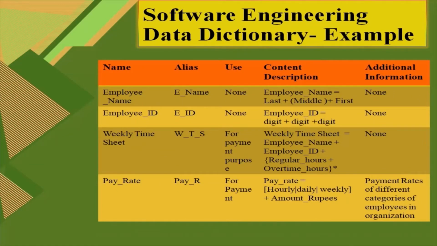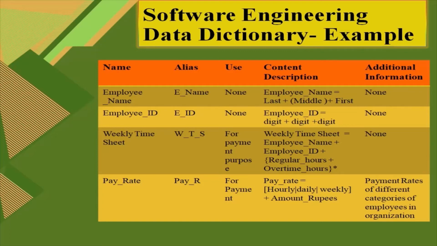An example of data structure is shown in this table, where name, alias, use, content description, and additional information are the columns of the table. And name includes employee_name, employee_ID, weekly timesheet, and pay_rate, and these are the data structures. And alias names are the other names of these structures.